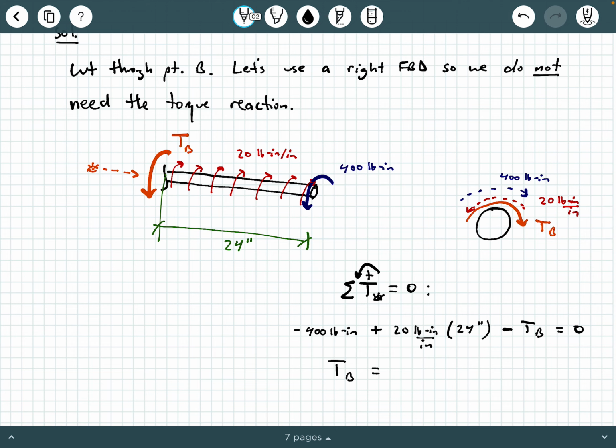So I'm going to do a little bit of rearranging, and I'm going to pull out my TI-36X Pro, and I'm going to say 20 times 24 is 480, and then minus 400 is just 80, and so I get 80 pound-inches. And it comes out positive, right? It comes out positive, which means that TB is oriented in the direction I assumed in that free body diagram. So there is my final answer.